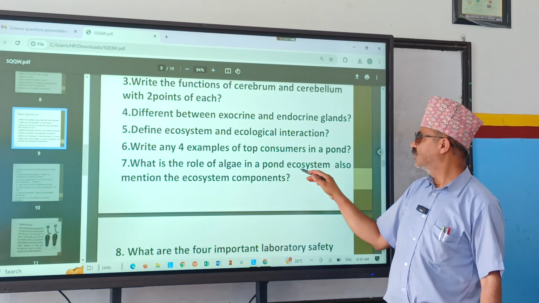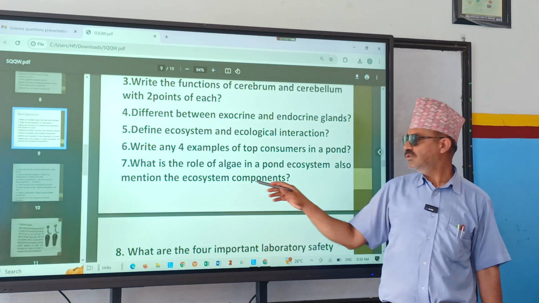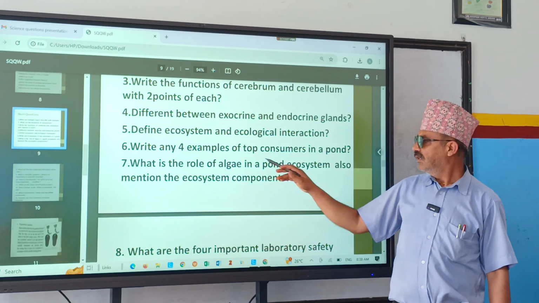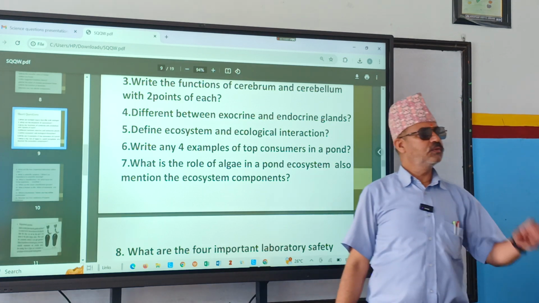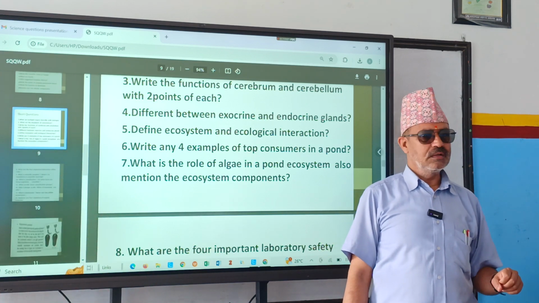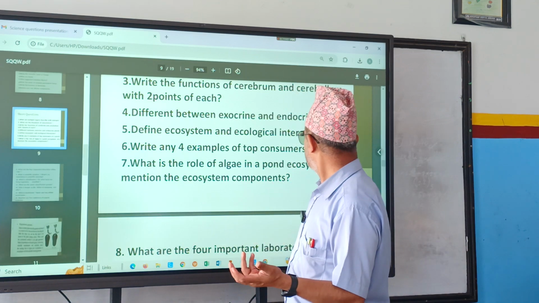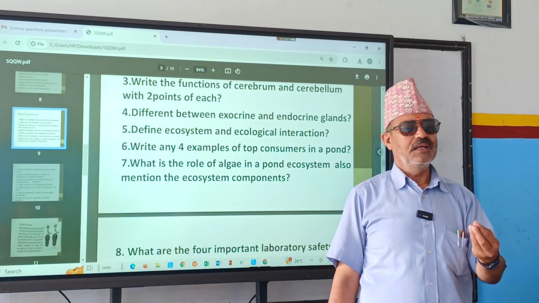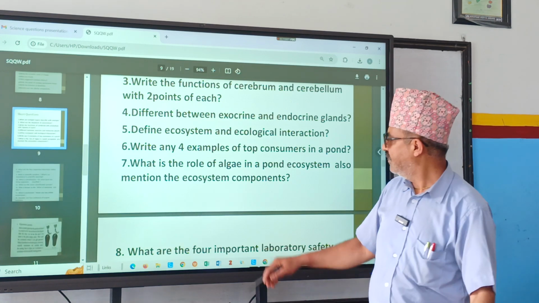7. What is the role of algae in a pond system? The role of algae is as a producer. Also mention the ecosystem components. What are the ecosystem components? Biotic components and abiotic components. Give one example. Understood or not? Abiotic component: soil. In a pond system, abiotic component: water, or sunlight you can write. And biotic component: fish, tadpole, etc. Right?